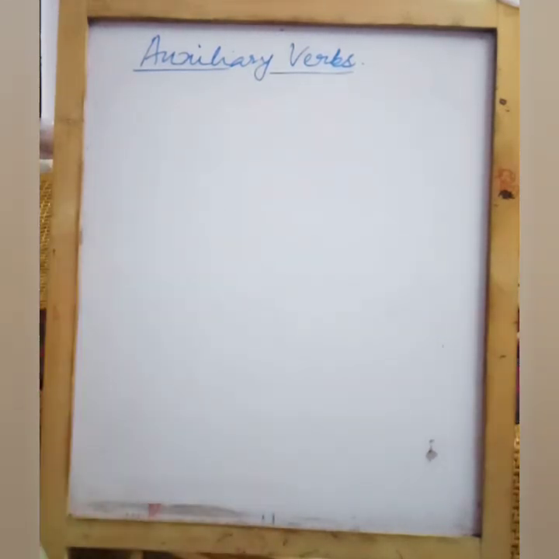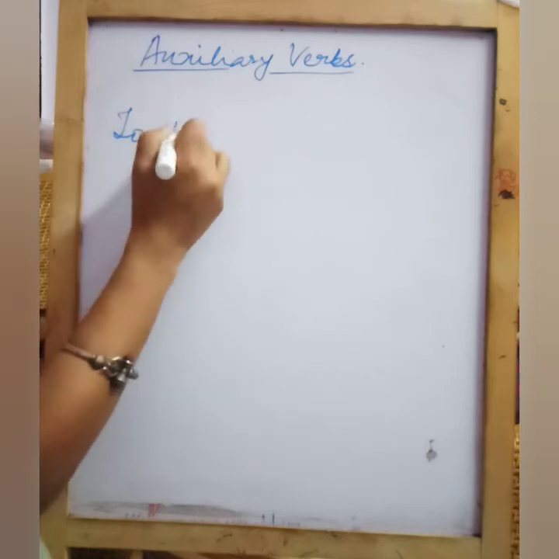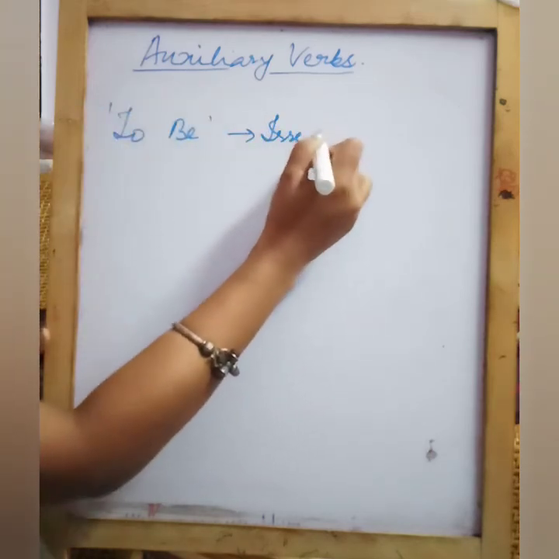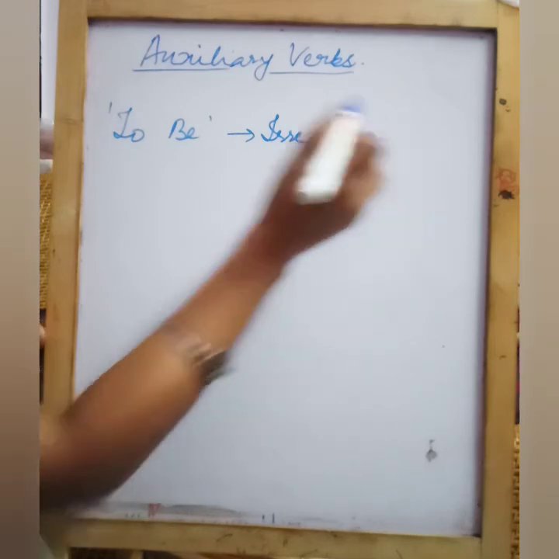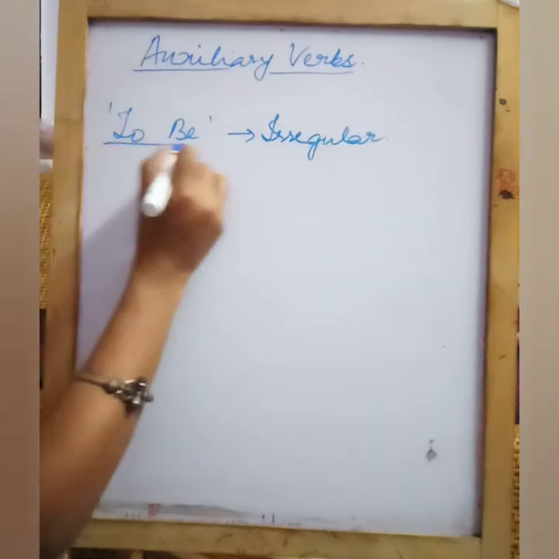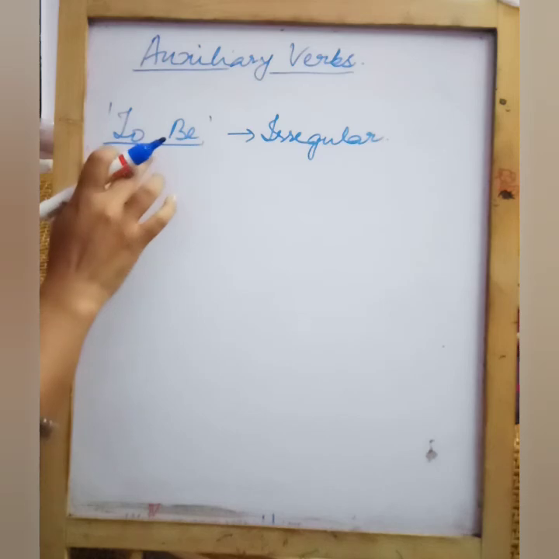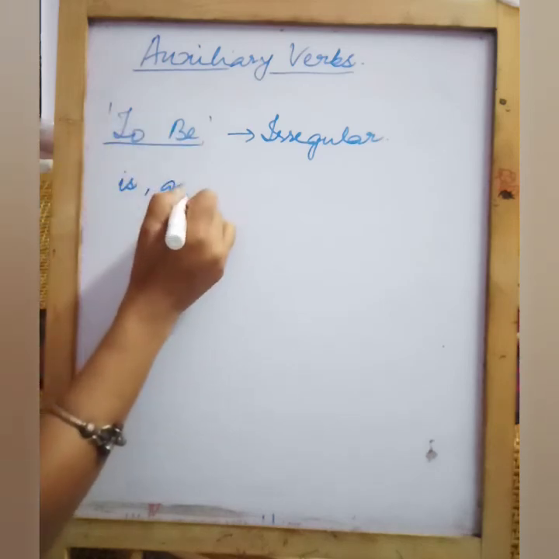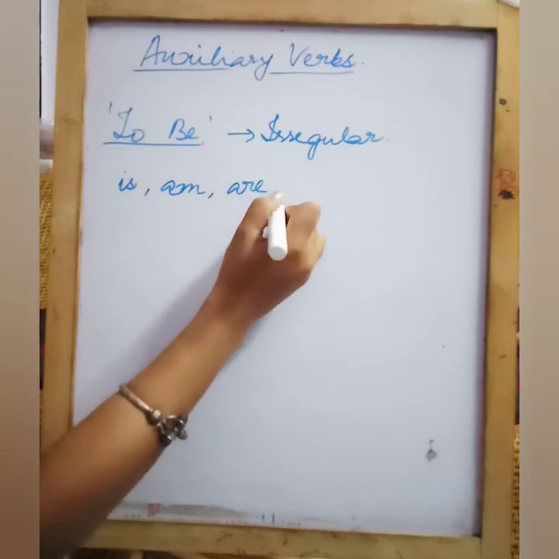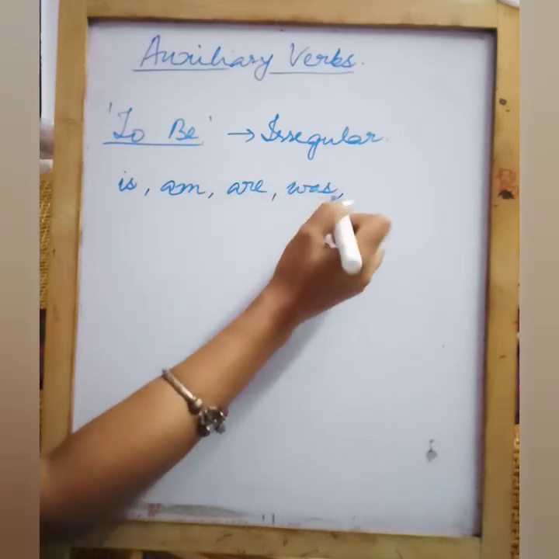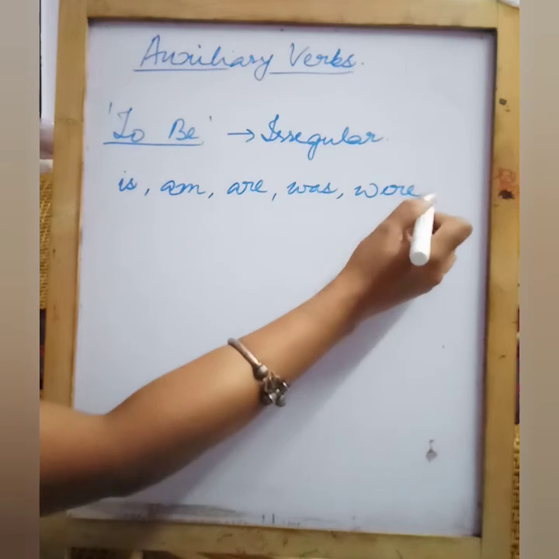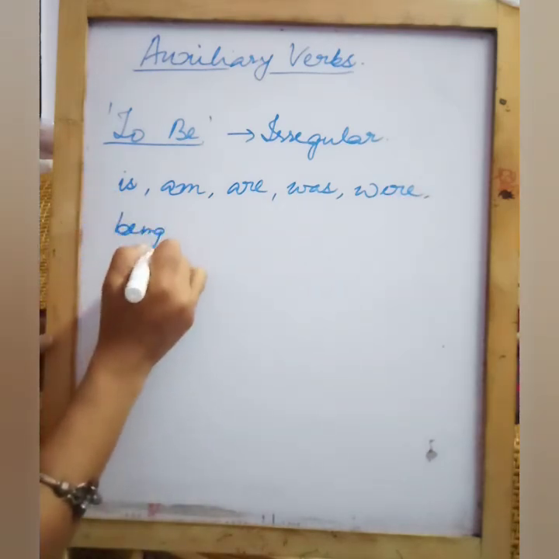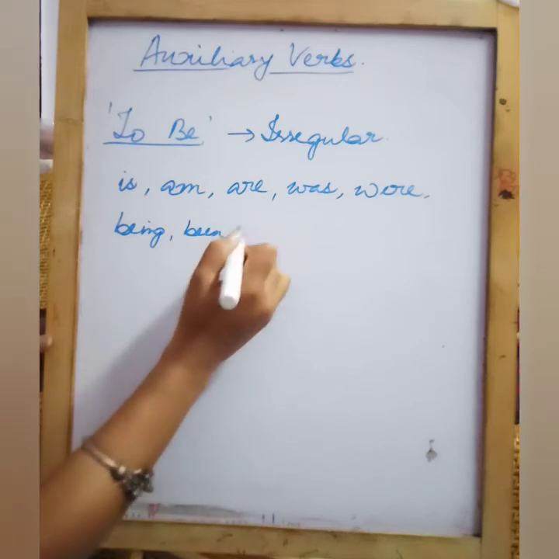Now you see the to be verbs, these to be verbs, are also called irregular verbs. Alright, irregular. Now why are they called irregular? Now see, this is the main verb. We have studied the forms of this. Now let's see what the forms are. Is, am, are, was, were, being, been, and be, isn't it?